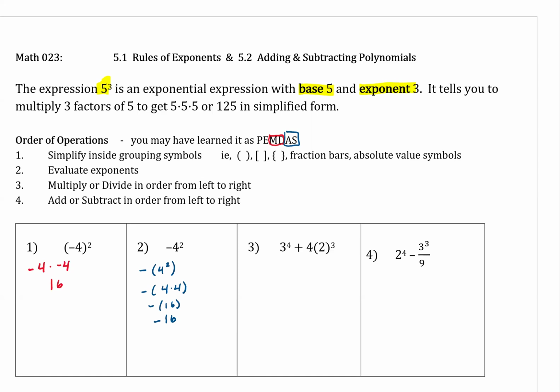All right, number 3. First, we need to calculate exponents. So we can take 3 to the 4th, which is 81, plus 4 times 2 cubed. Your base is 2, your exponent is 3, and 2 cubed is 8. Next, we're going to multiply 4 times 8, and we get 32. And now we'll add 81 plus 32.